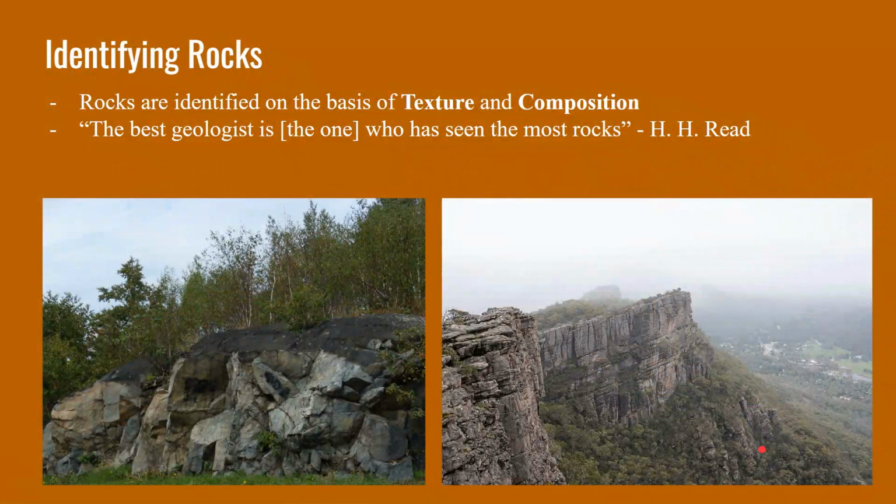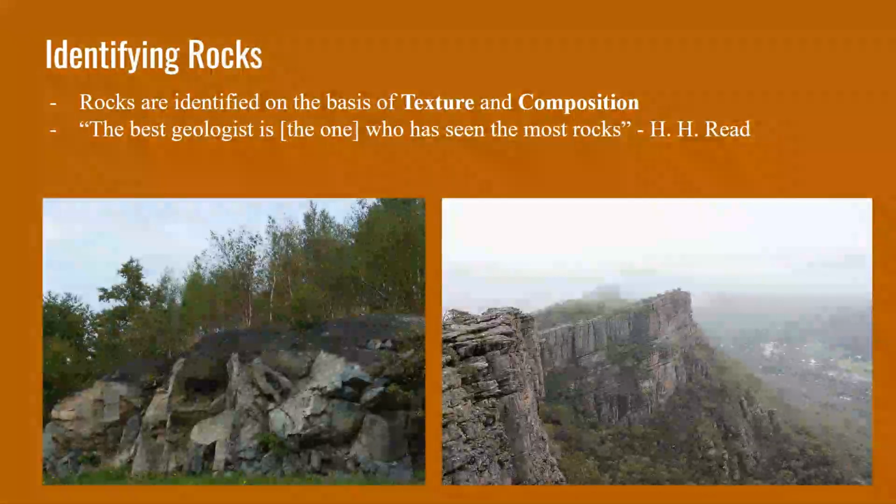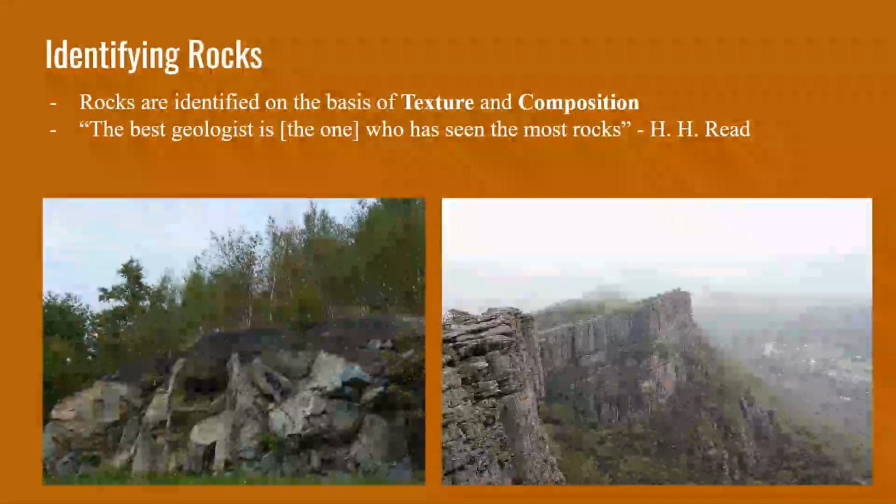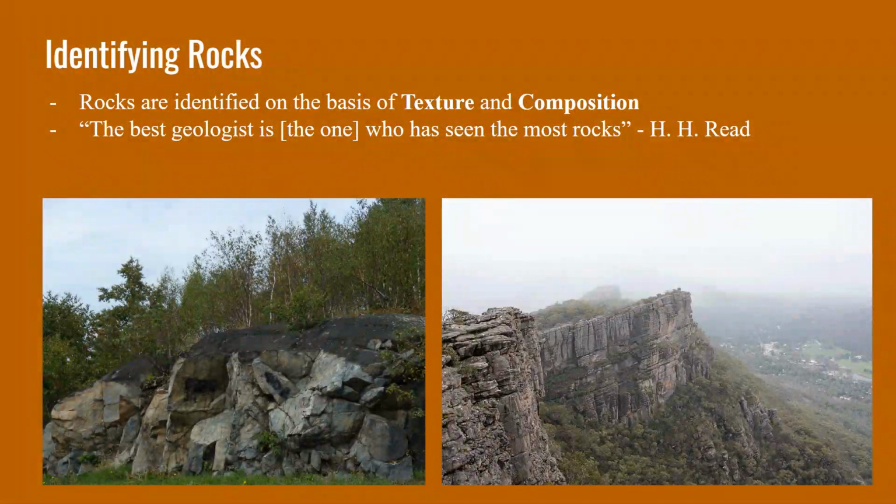So, rocks are identified not just by looking at their appearance, because many rocks can look like other rocks, and many rocks themselves can vary quite a bit in their appearance, but still be the same type of rock. For example, granites can be pink in color. They can be more black and white in color. You can't use, say, color, to identify a granite.